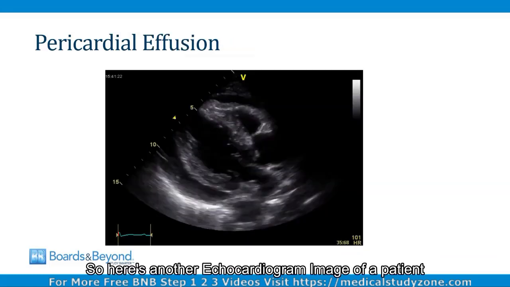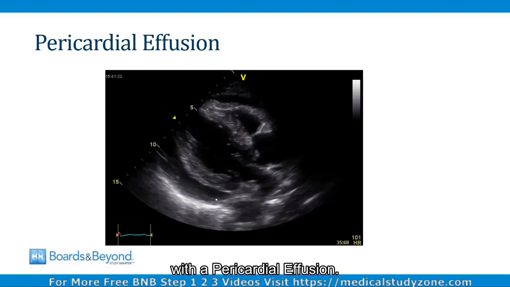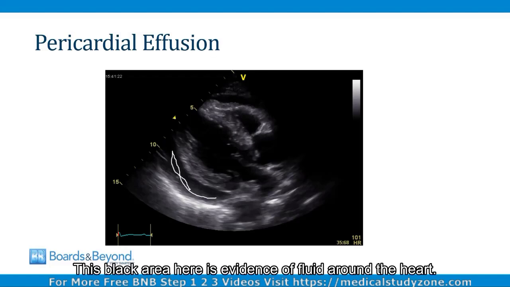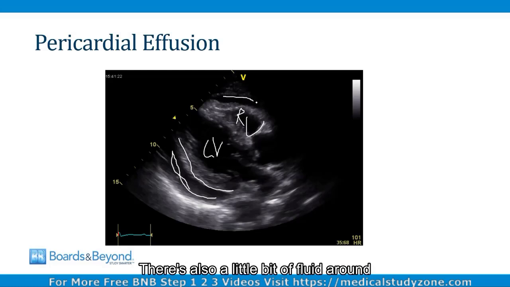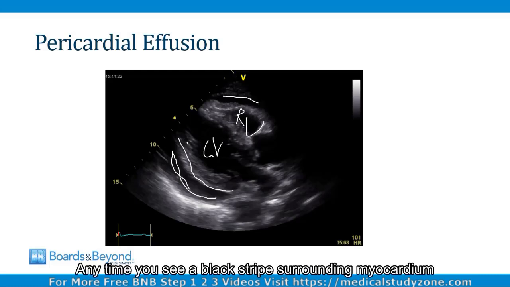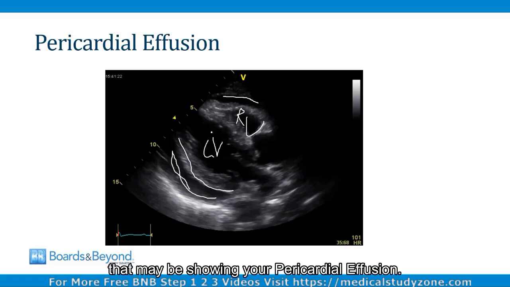So here's another echocardiogram image of a patient with a pericardial effusion. This black area here is evidence of fluid around the heart. This is the wall of the left ventricle, which is right here. The right ventricle is here. There's also a little bit of fluid around the front of the heart. Anytime you see a black stripe surrounding myocardium in an echocardiogram image, you should be concerned that that may be showing you a pericardial effusion.